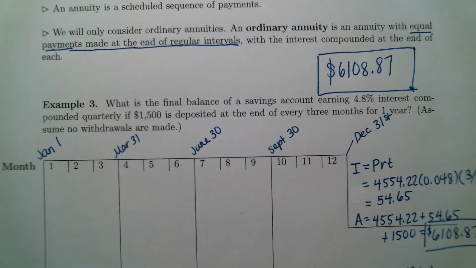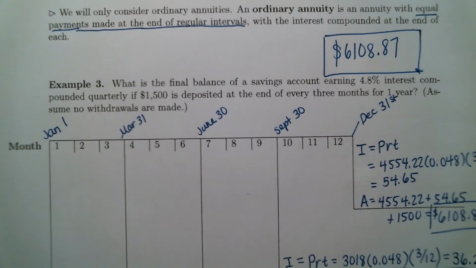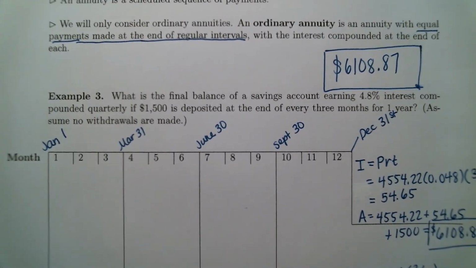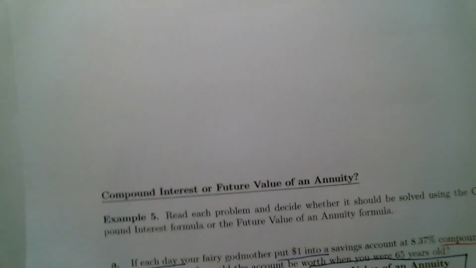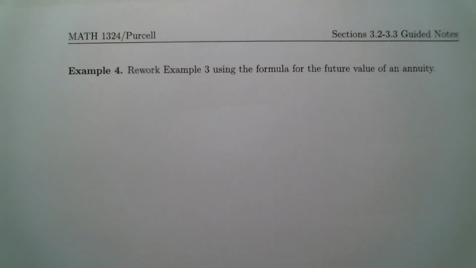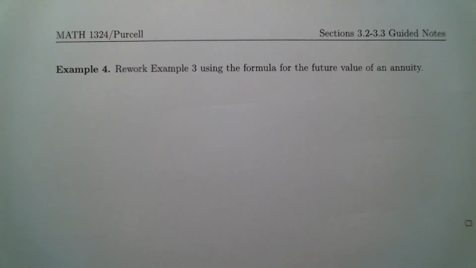All right. So, like I said, this gets tedious. We know that from compound interest. Every time you map something out, whether it's compound interest or an annuity, it gets tedious. You don't want to have to do this if you were saving for 25 years and compounding monthly. Don't want to do that. That's why these formulas exist. So let's rework example 3 using the formula for the future value of an annuity.